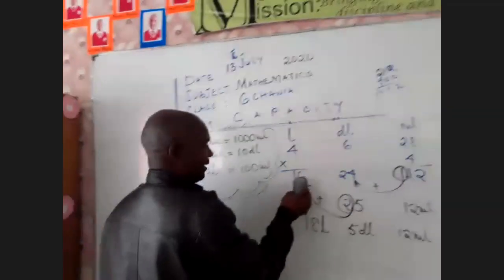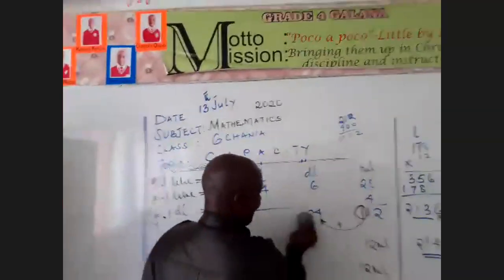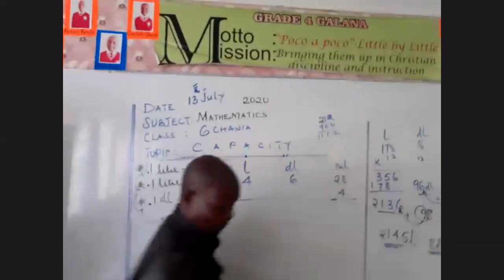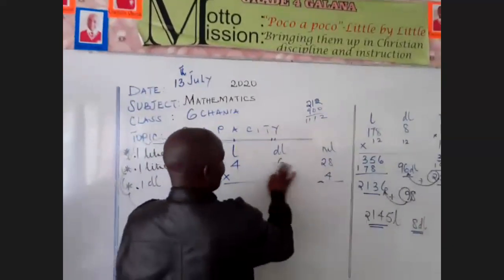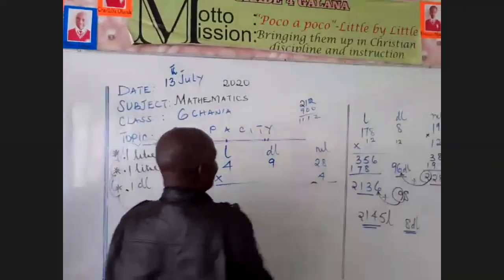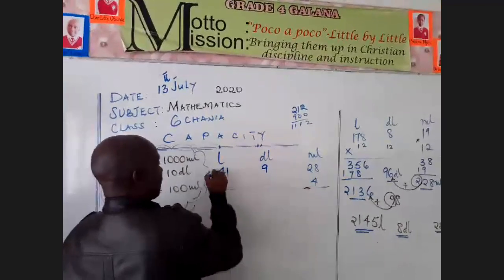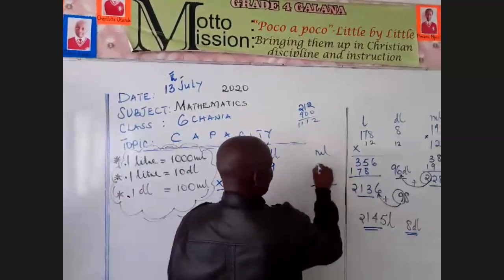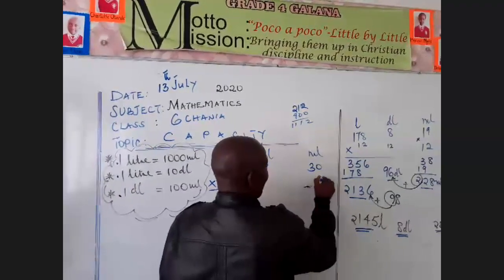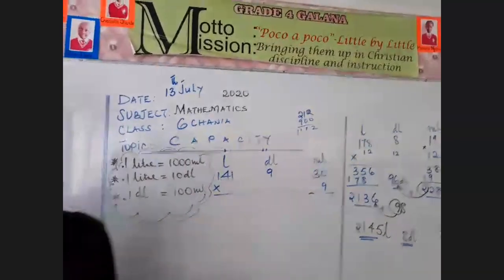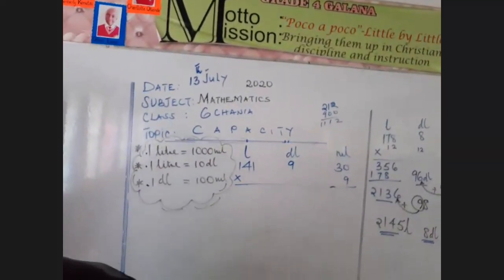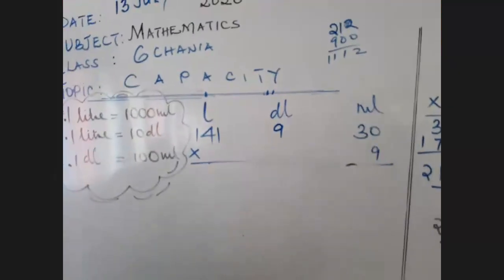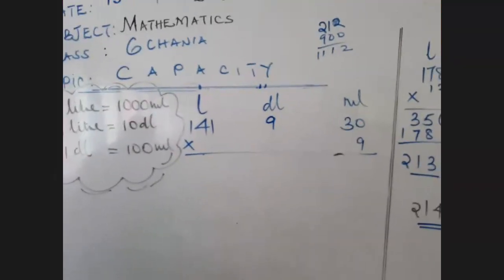Now let's try another one now. Viewers, now that you are there. Mami will ask you now. Let's just work on this one. Let's use 9 deciliters. I use 141, and this one I use here. Let's change it to 30, and let me use 9. Somebody try that. Try that, quickly please.